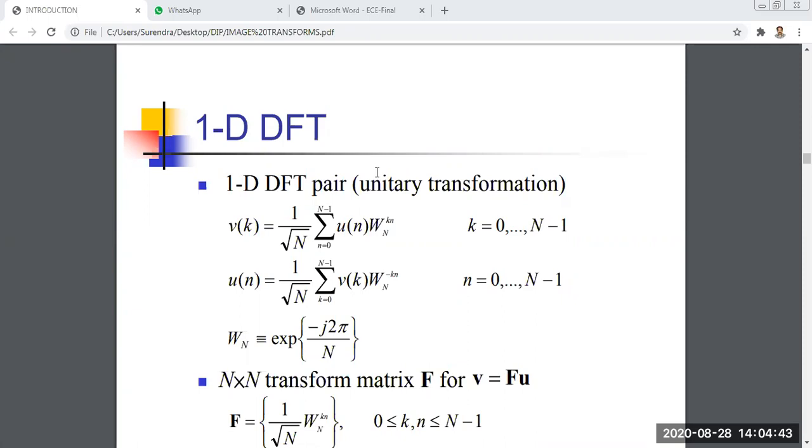It is called image transforms. First of all, what is a transform? What is a transformation technique? Transformation technique is generally used to transform a signal from one domain to another domain.